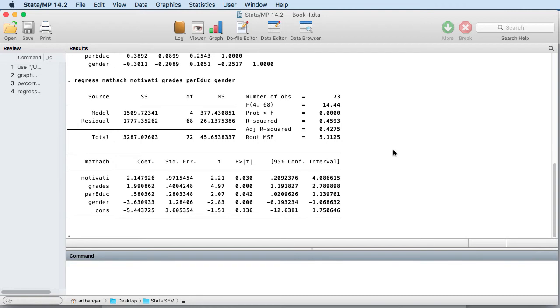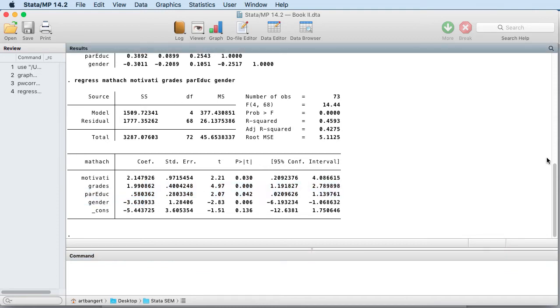And we could go further and look at each of these variables. These are the coefficients. In other words, these are the betas, and they're unstandardized. And we can see that they're all significant. In other words, they all significantly contribute to explaining variability in math achievement.